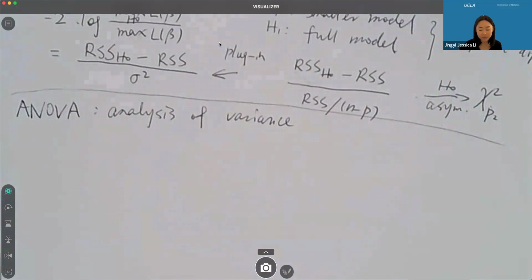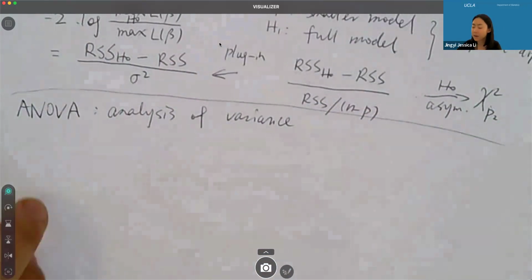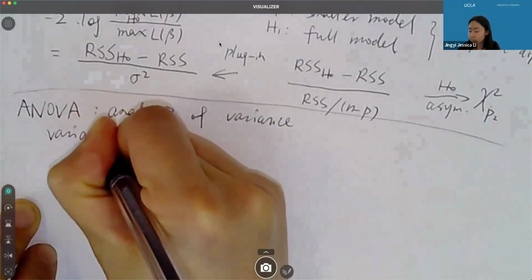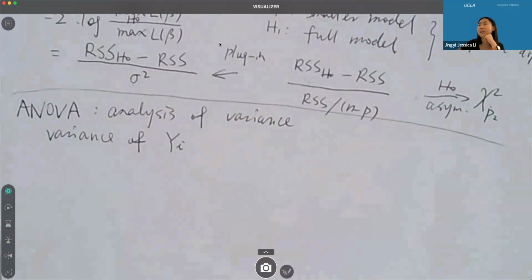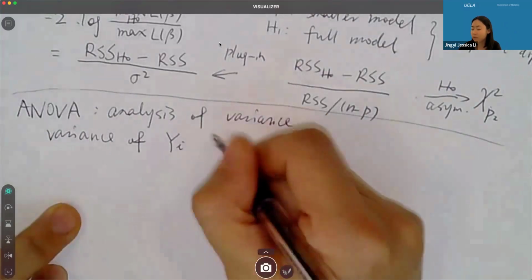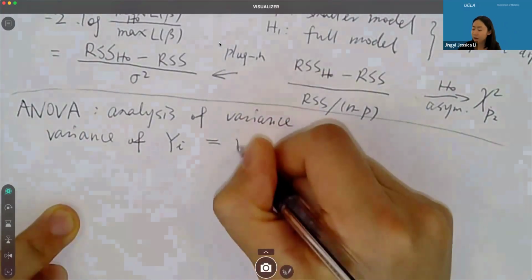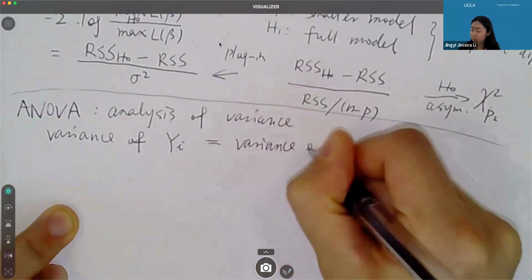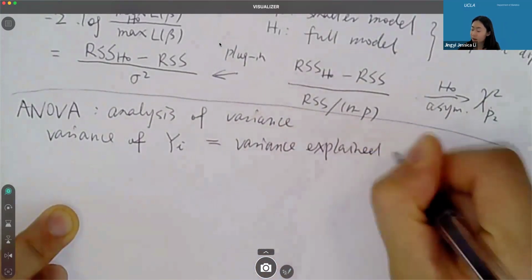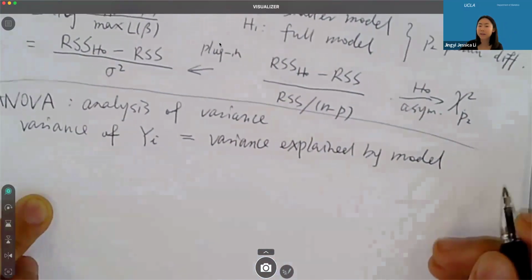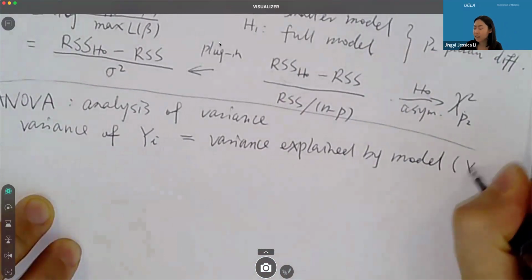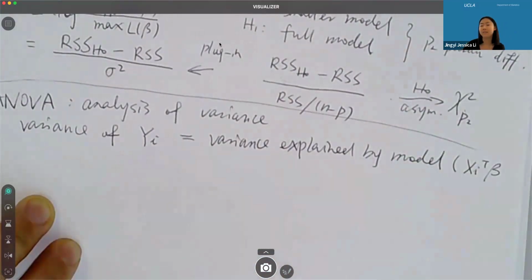So what it means is that we would try to decompose the variance of our outcome. I'll just call it yi. So I'm talking about the ith observation outcome. The variance of yi, we try to decompose it into two parts. So the variance explained by model. In this case, it's the variance explained by xi transpose beta.